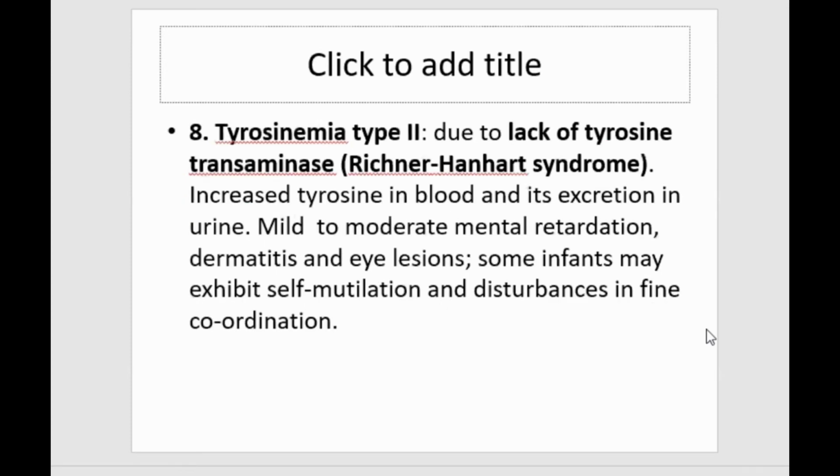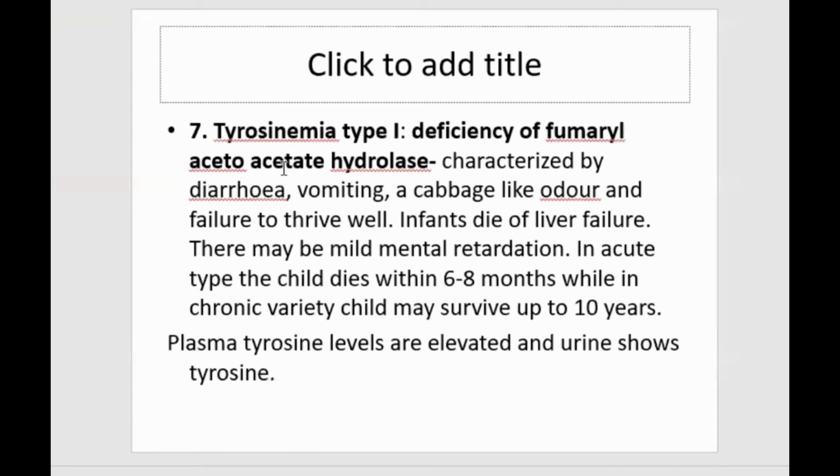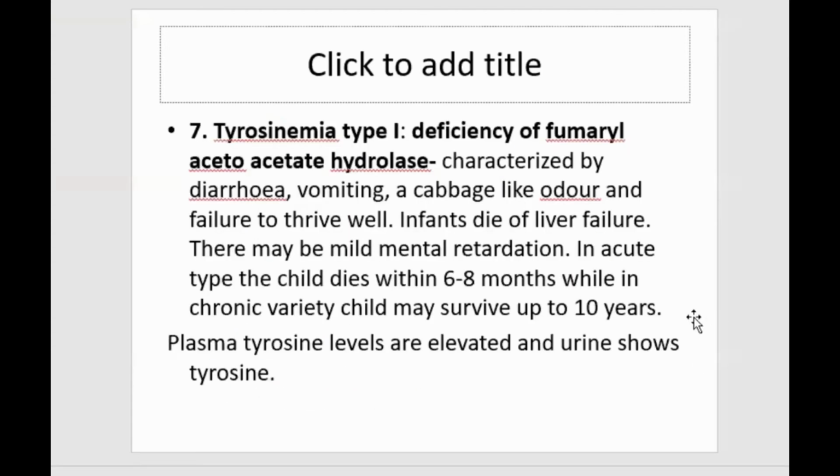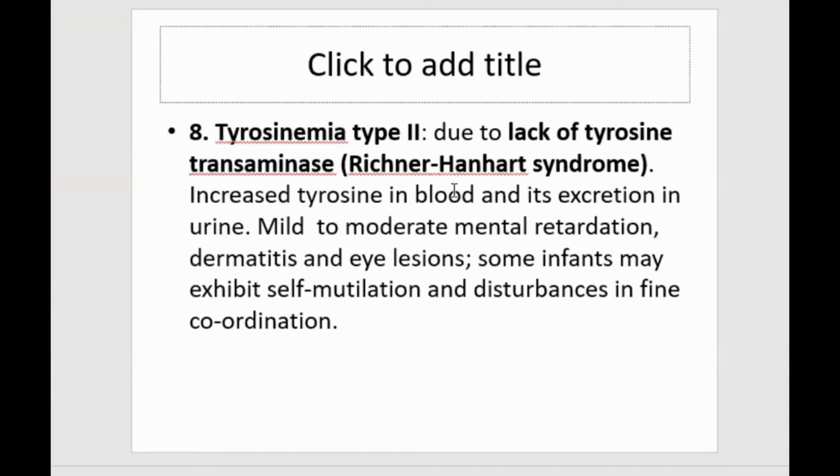Tyrosinemia type 2. Type 1 is because of the deficiency of fumaryl acetoacetate hydrolase, whereas tyrosinemia type 2 is due to lack of tyrosine transaminase, which is also called Richner-Hanhart syndrome, with increased tyrosine in blood and its excretion in urine. Tyrosine transaminase is a very early step. Since tyrosine transaminase itself is defective, tyrosine is not metabolized at all, so increased tyrosine accumulates in blood and is excreted in urine.